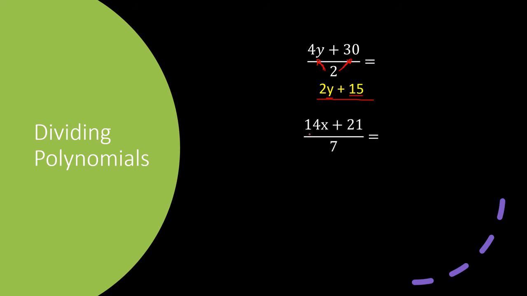I have right here 14x plus 21, and it's going to be divided by 7. So we're going to divide first, or see how many times the 7 goes into the 14, which is 2. The x, we just move it over, and then the 7 goes into the 21 3 times. So therefore, this is going to be my answer to this division, 2x plus 3, and we move down the same symbol that we have in here.